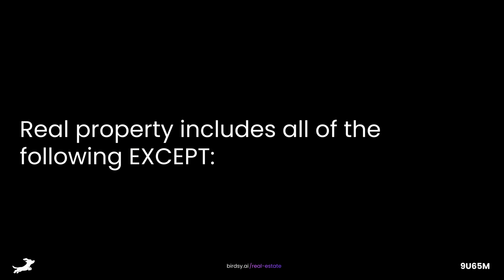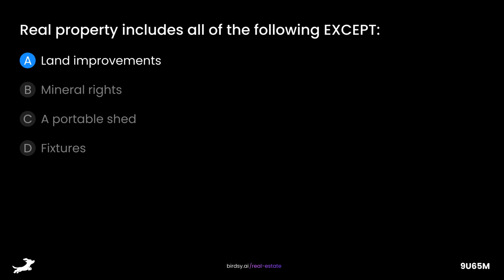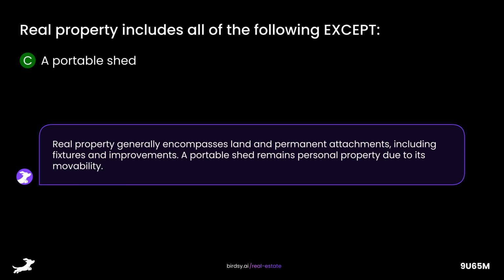structure. Real property includes all of the following, except: is it A, land improvements, B, mineral rights, C, a portable shed, or D, fixtures? The answer is C, a portable shed. Real property generally encompasses land and permanent attachments, including fixtures and improvements. A portable shed remains personal property due to its movability.